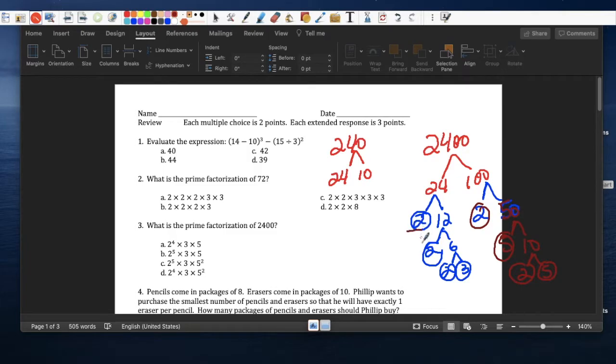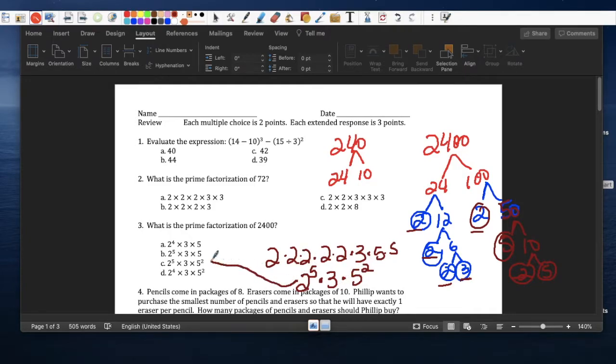How many 2's? 1, 2, 3, 4, 5 2's. So it's 2 times 2 times 2 times 2 times 2, five times, and then there is a 3 over here, and then two 5's. But notice that our multiple choice is in exponential form, so let's change the answer we just found into exponential form. There are five 2's, so I can write that as 2 to the 5th power times 3. There's only one 3, so that stays. And how many 5's? There are two 5's, so I can write 5 to the 2nd power. Is there any answer that looks like that? Yeah, right here, letter C. Okay.